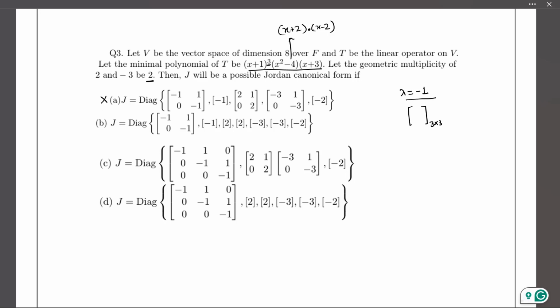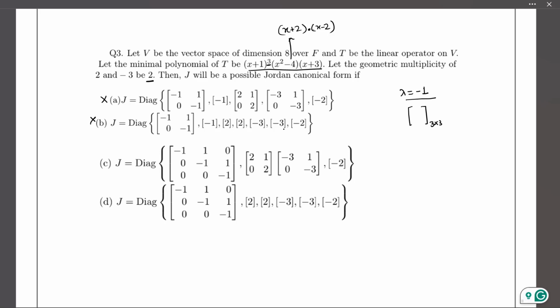So these two options are incorrect, because corresponding to minus 1, we don't have a 3 cross 3 block. There should be at least one. So in these two options, let's verify.